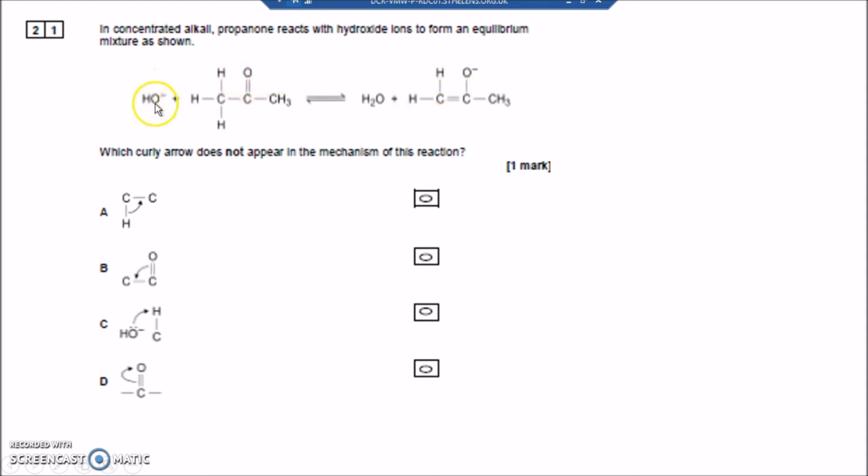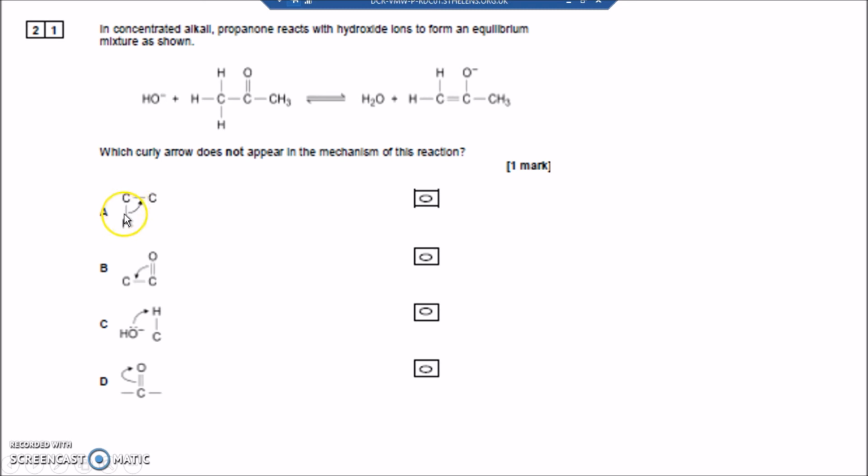So let's talk through that again. We've got a lone pair of electrons on the O attacking that H to remove it. It will form water. The electrons from that C to H bond then go into a double bond here, so they're moving from here to here. And then we've got an O minus: it's formed a single bond from a double, so the electrons from the double bond are moving onto the O to make an O minus and a single bond. So which does not appear in the reaction?